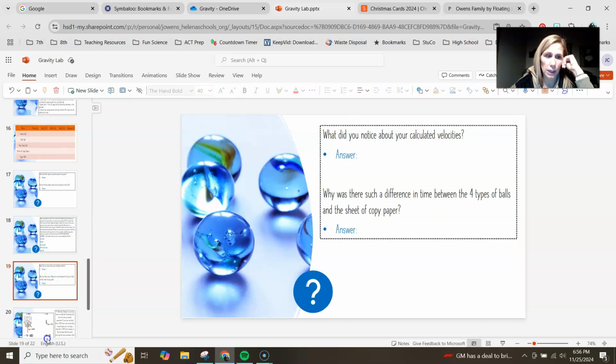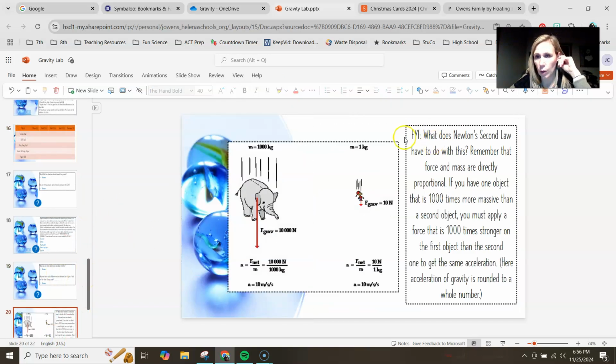Okay, and then finally we look at this question here. What does Newton's second law have to do with this? So just like we looked at in your guys' part, we also have a component of Newton's second law here as well. Remember that force and mass are directly proportional. If you have one object that is 1,000 times more massive than a second object, you must apply a force that is 1,000 times stronger on the first object than the second one to get the same acceleration.